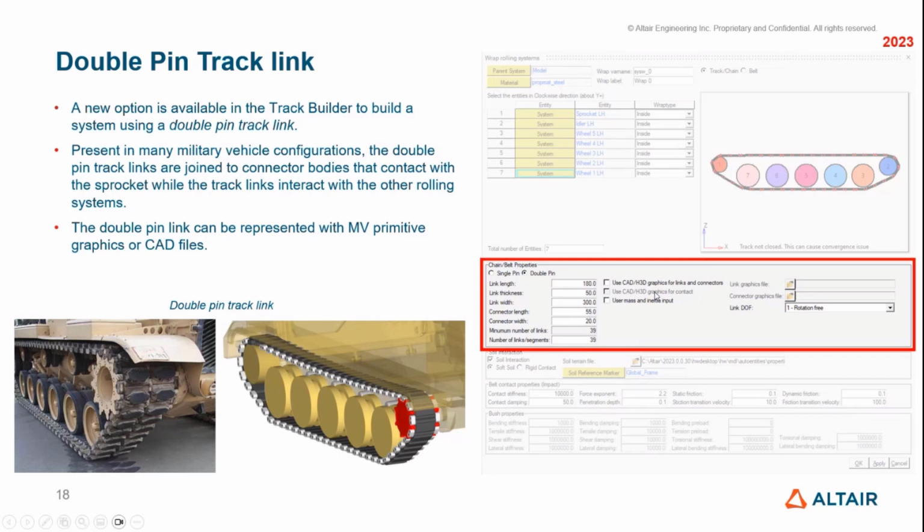This double pin track link can be used for both the track and the connector, using CAD or Motion View primitives. And this defines the track, and then the user can just wrap the track, and you create all these links around the rolling components.